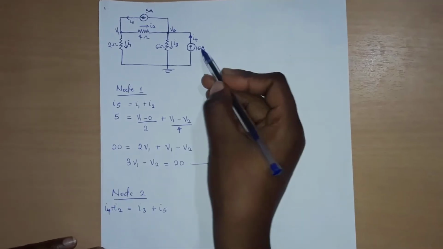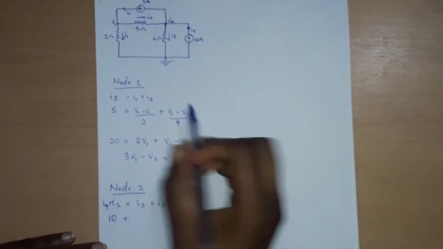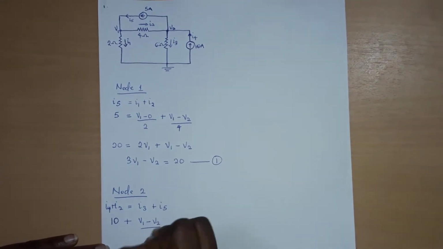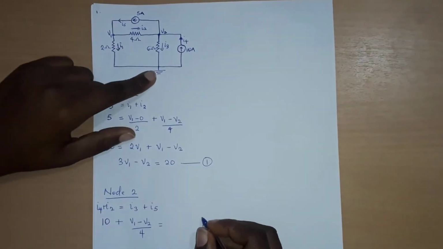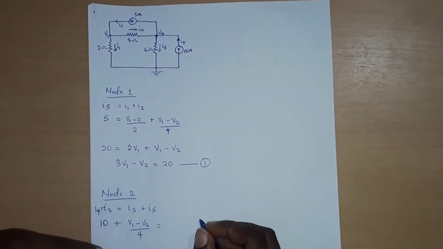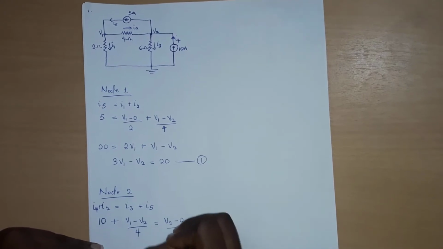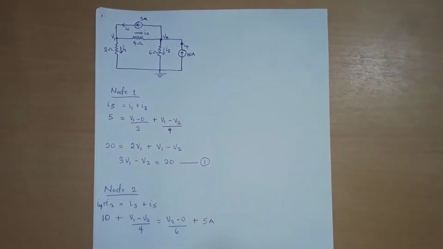Then I4 we know is 10 amps, so we write out 10. I2 is V1 minus V2 over 4. Then I3, 0 is my low potential looking at the current direction, so it's going to be V2 minus 0 over 6 plus I5, which is 5 amps.